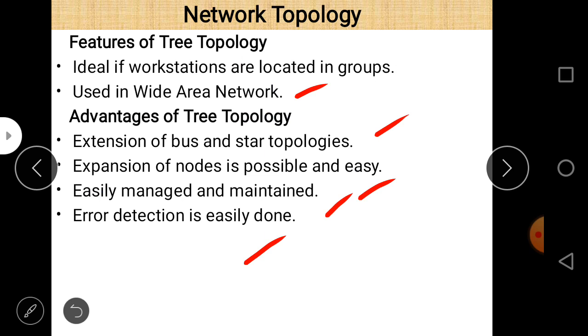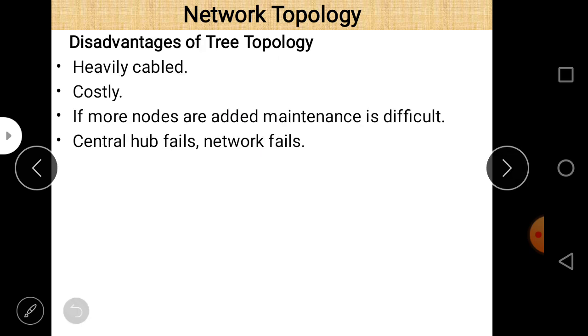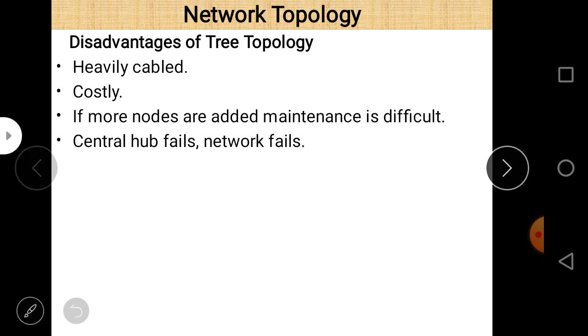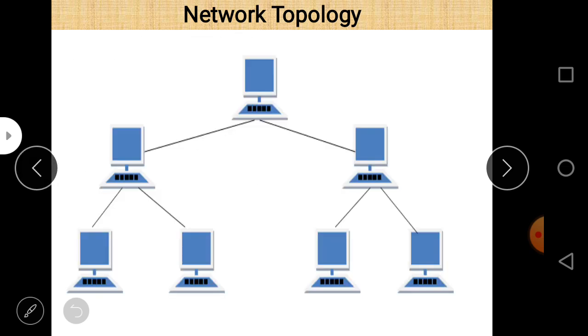These are some advantages of tree topology. And disadvantage: heavily cabled, costly. If more nodes are added, maintenance is difficult, and if central hub fails, network fails. These are the disadvantages of tree topology.